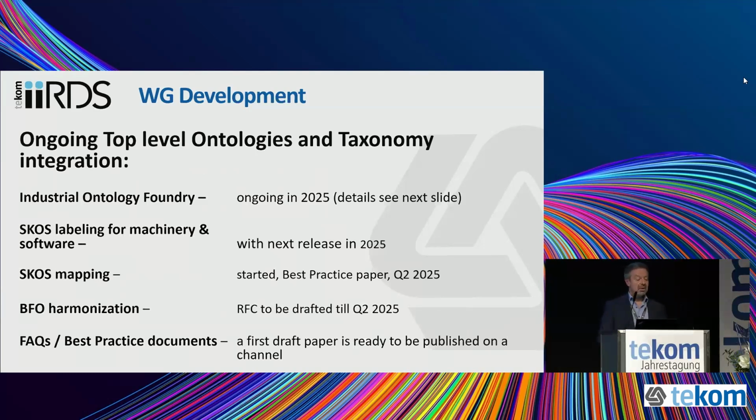The Industrial Ontology Foundry work will be ongoing in 2025. There will be a slide on that next. Then the SKOS labeling for the machinery and software schemas is still missing. We will integrate that in the next release in 2025. For the core schema, it already exists. It was issued with version 1.2 last year.